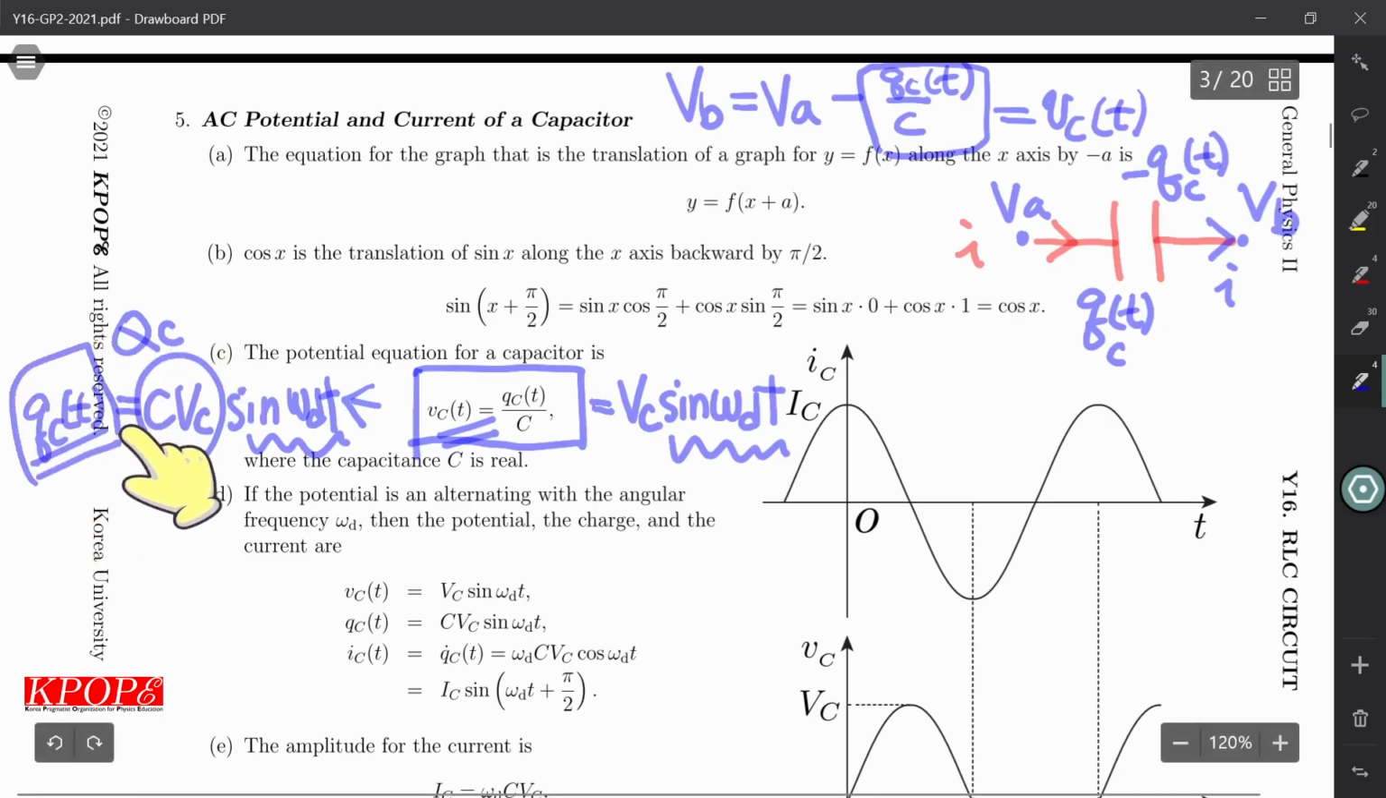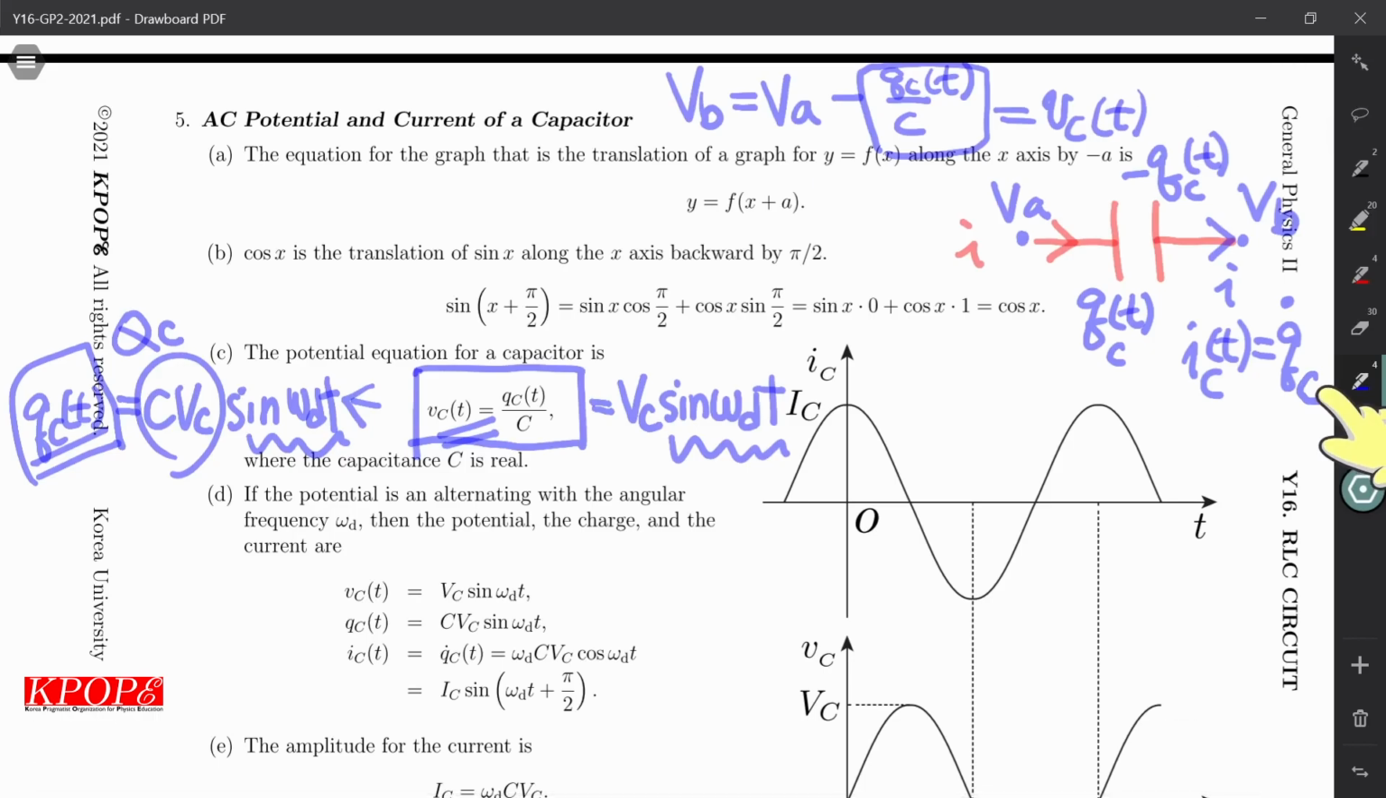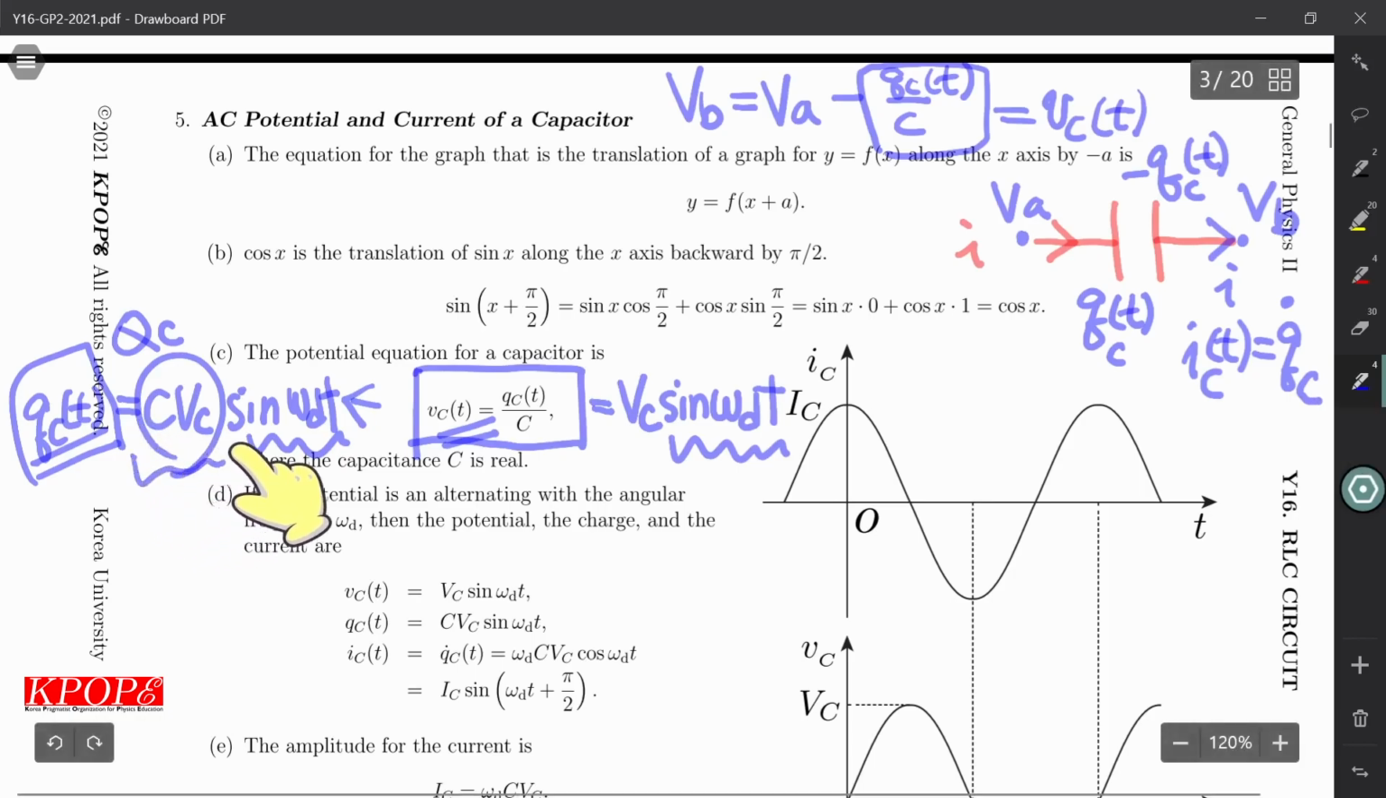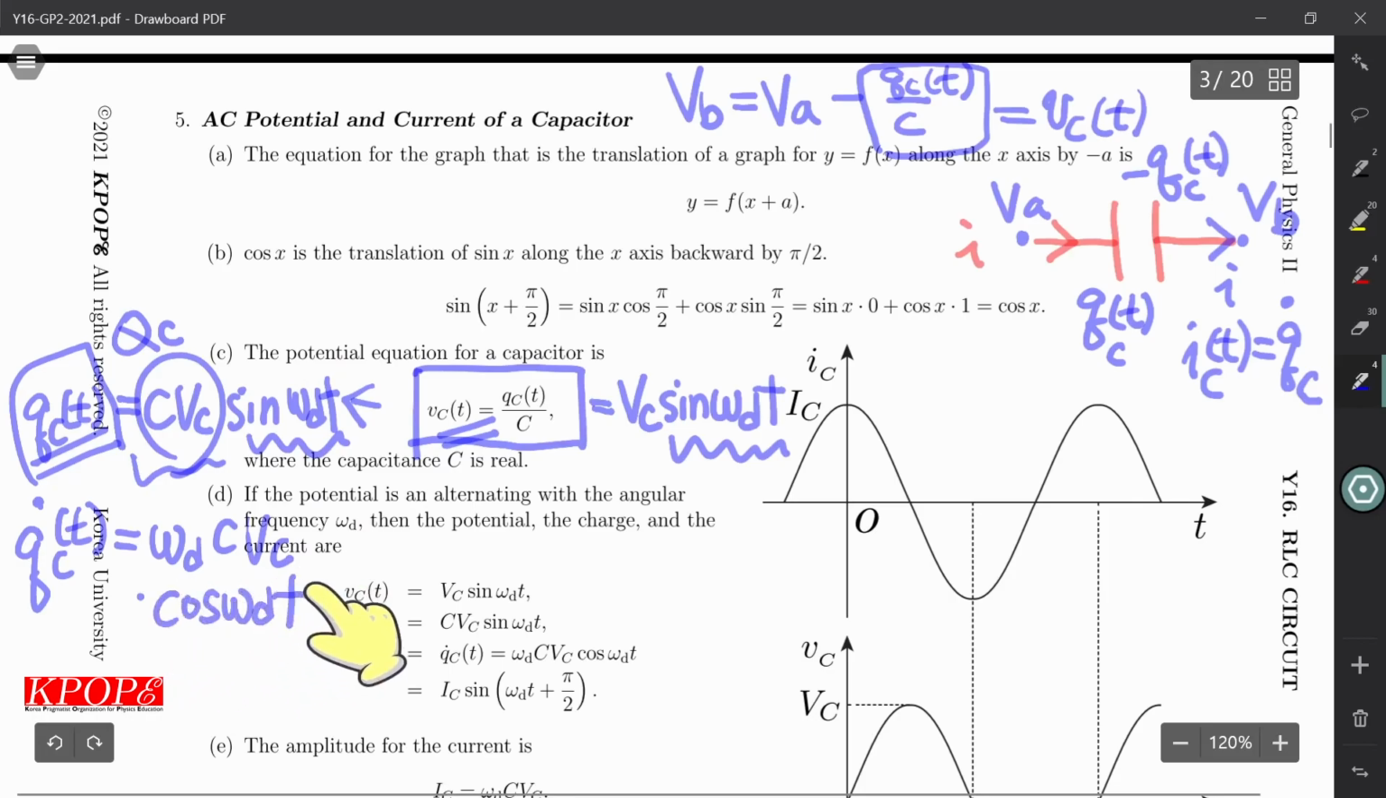Once we know the charge, I can compute IC of t by taking the time derivative of QC. If I take the time derivative of QC, we have omega D C VC, and sine becomes cosine, times cosine omega D t. Because of this, I can determine the current to be omega D C VC cosine omega D t.